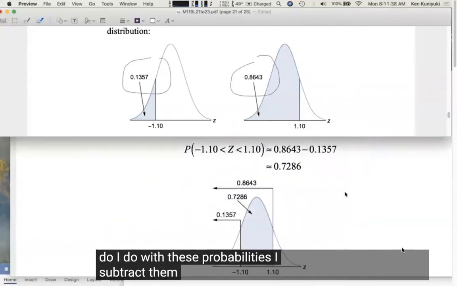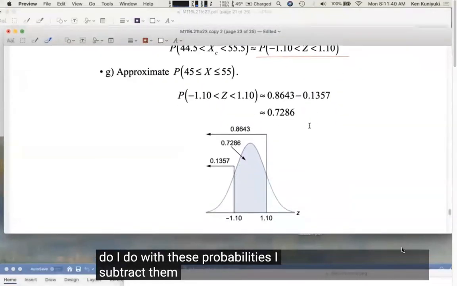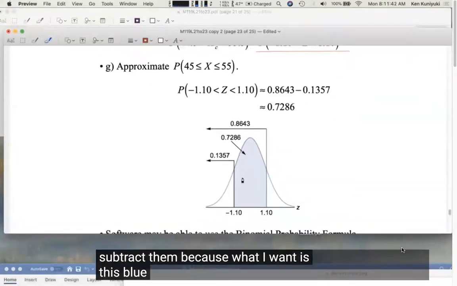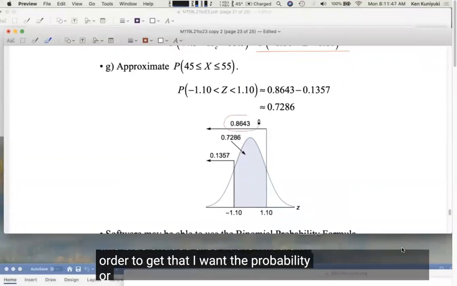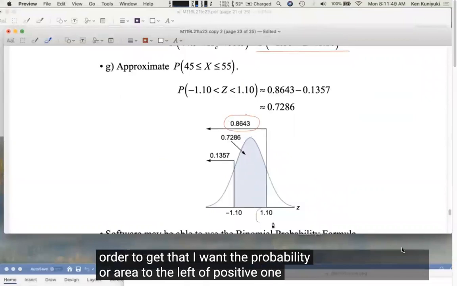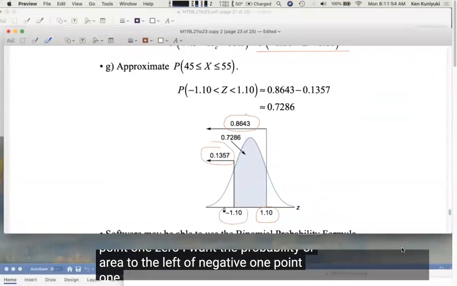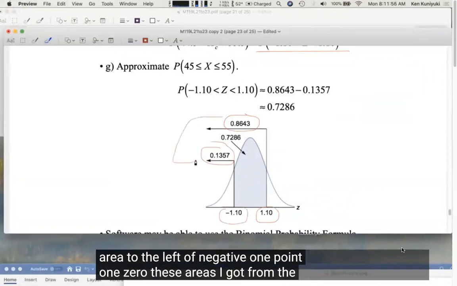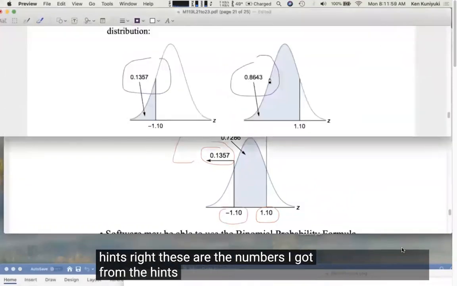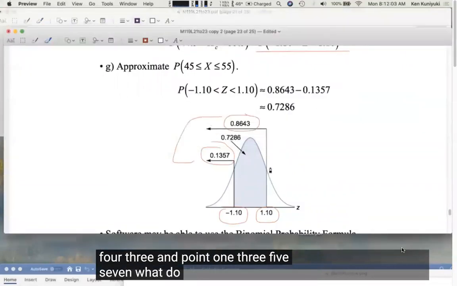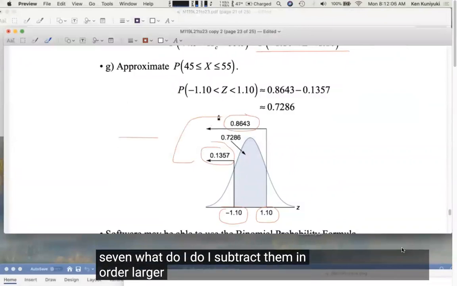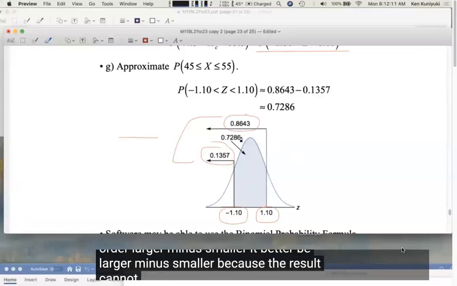I subtract them. Because what I want is this blue shaded area in the middle. In order to get that, I want the probability to the left of positive 1.10. I want the probability to the left of negative 1.10. These areas I got from the hints, right? These are the numbers I got from the hints up here, 0.8643 and 0.1357. What do I do? I subtract them in order, larger minus smaller. It better be larger minus smaller because the result cannot be negative.